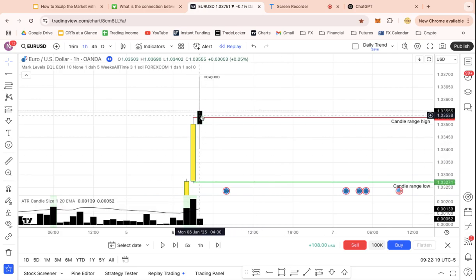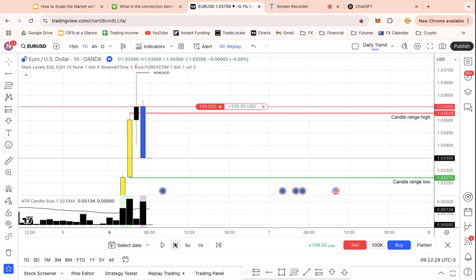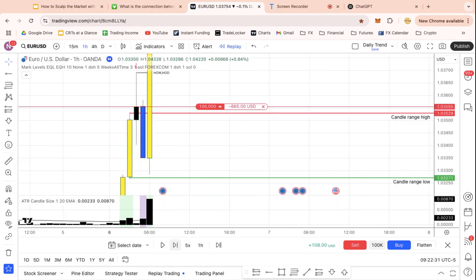Once again, my main reasoning is that it didn't break out very strongly outside of the candle range. So I'm going to take that as a sell. And if it keeps going, it's just a loss. No big deal. All right, so this one, I'll go ahead and just close that out.